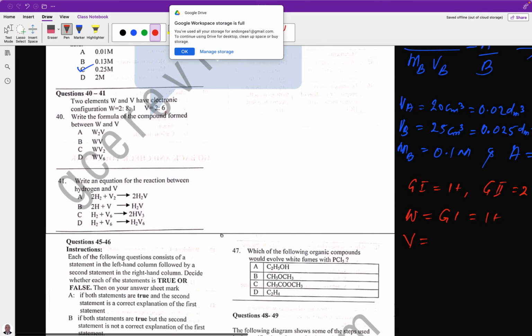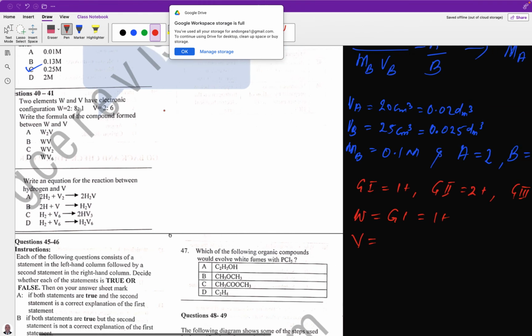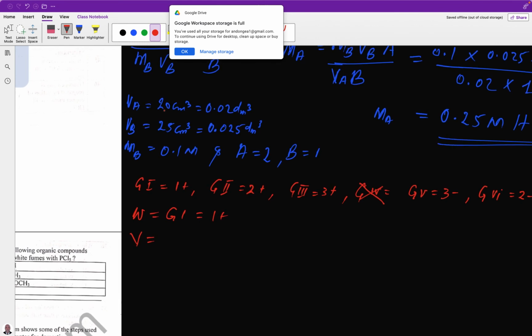6 electrons in the outermost shell means that it belongs to group 6 of the periodic table. And if it belongs to group 6, it has a charge of what? Negative 2. It belongs to group 6, and if it is group 6, it means it has a charge of negative 2.